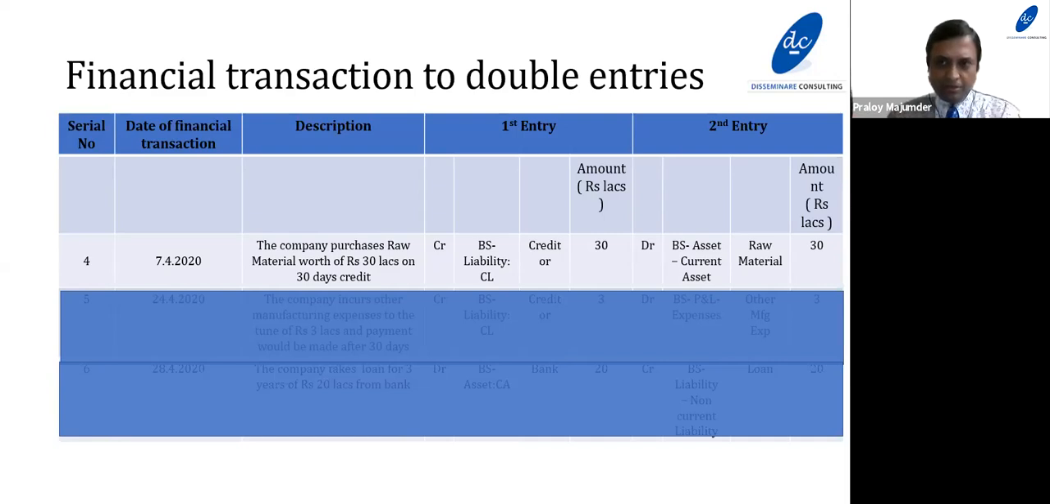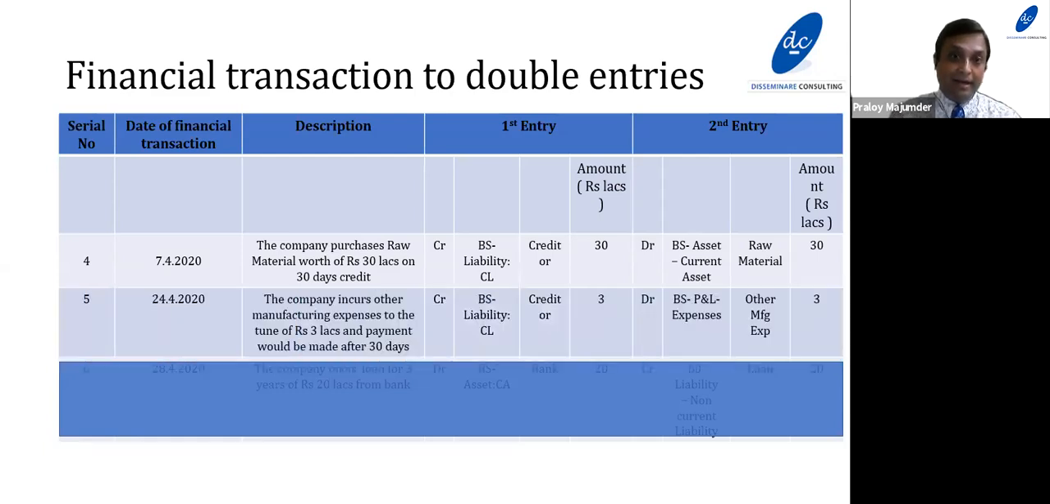Company starting operations, where it raises capital, then it takes a factory on rent, gives security deposits, then it is purchasing fixed assets, plant and machinery, and also for production it is purchasing raw material. Next, the company incurs other manufacturing expenses to the tune of rupees 3 lakhs, and payment will be made after 30 days. Now, in this case, the outflow, so that's why credit, but deferred outflow. So balance sheet liability, current liability, creditor, amount is 3 lakhs.